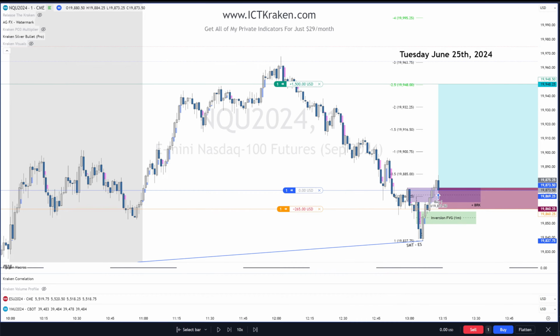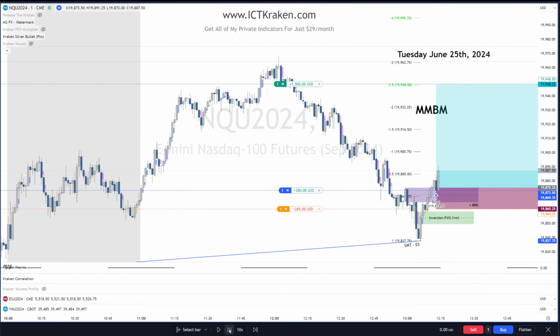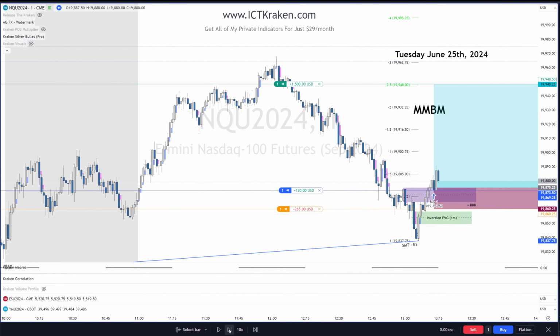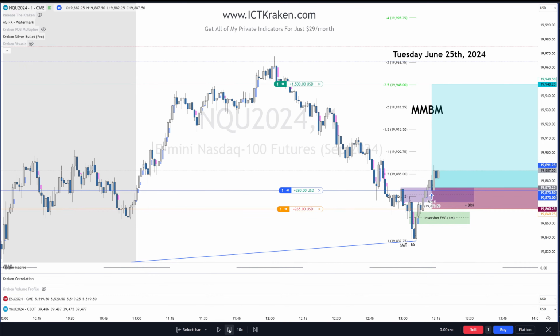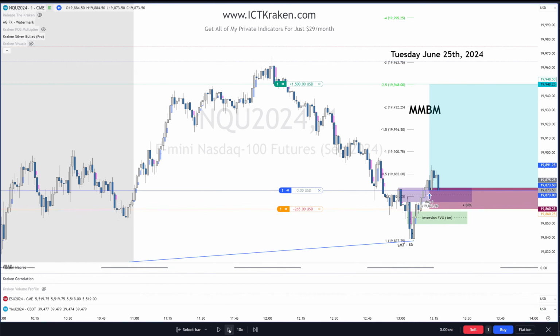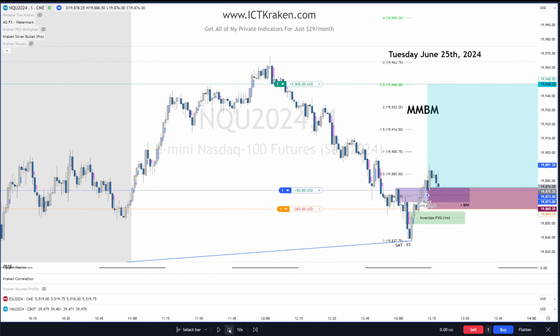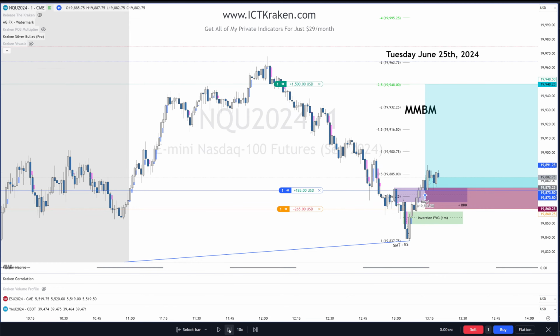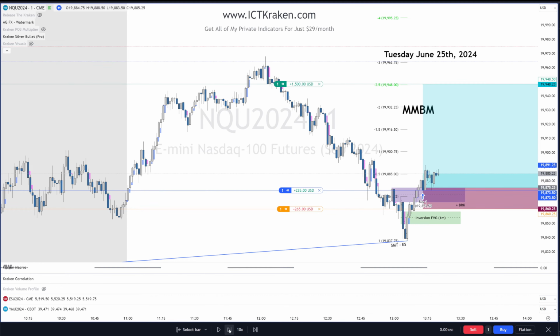Okay, so I'm expecting this to be a market maker buy model. That's what I'm expecting. I'll put that on here, market maker buy model. So we shall see what we have here. That was your second chance to enter, by the way.